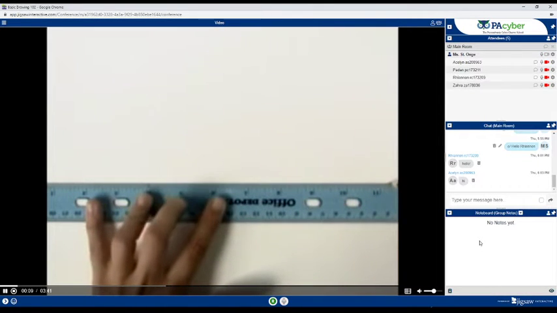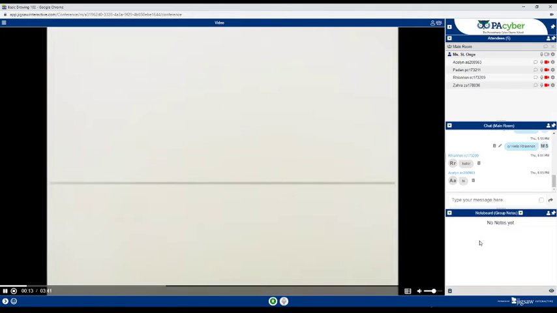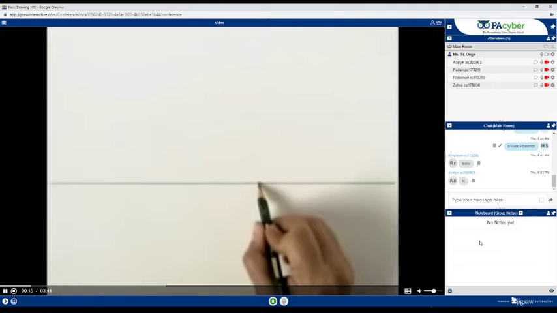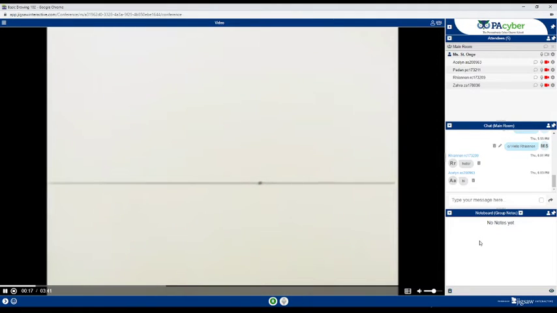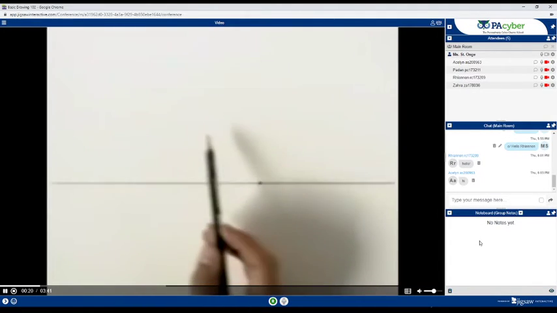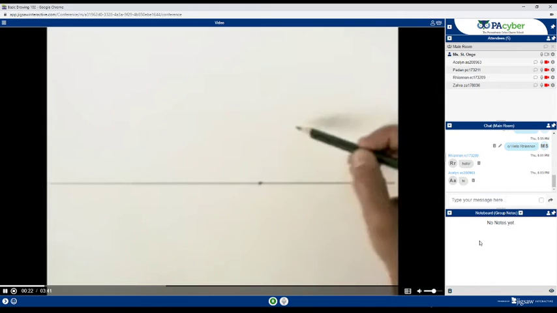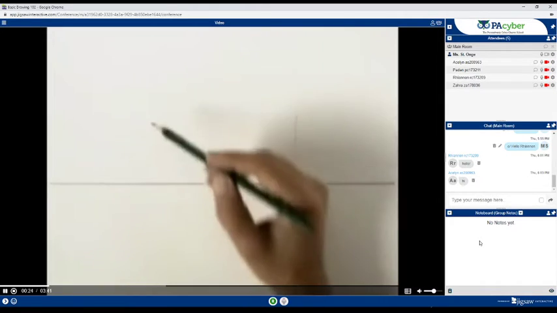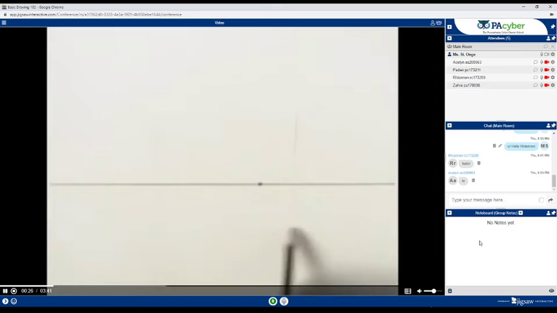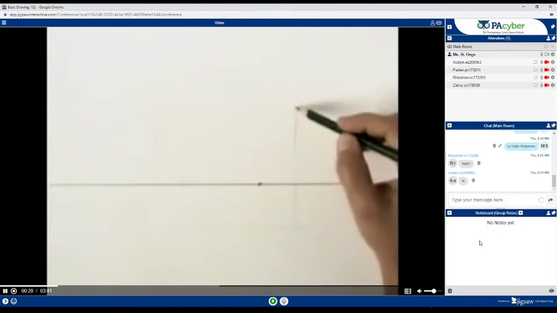Perspective will always begin with a horizon line. Your horizon line is always at your eye level. If you are standing above the object that you are drawing, then draw your horizon line above that object. If you are below the object, then your horizon line will be below the object.